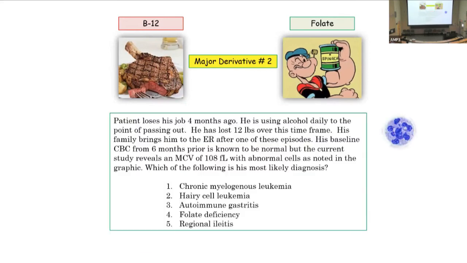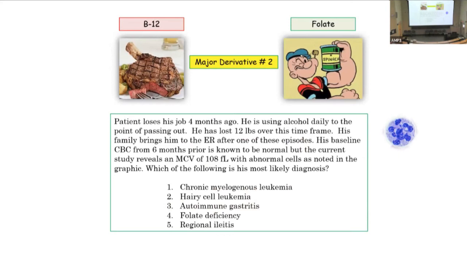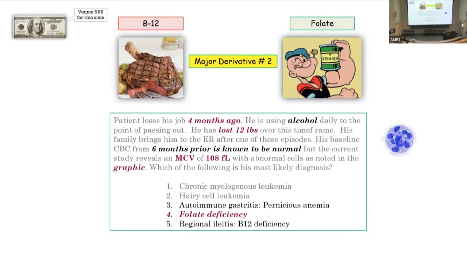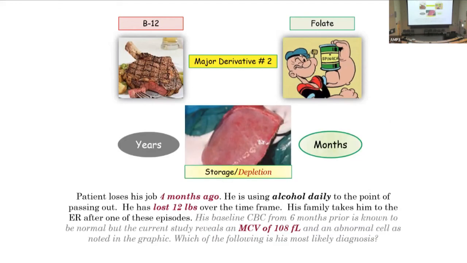There's no specific timeline on that. And that's what this question was. Loses the job 4 months ago. That was the key thing. Using alcohol, they're drinking instead of eating, lost 12 pounds. 6 months prior, the MCV was known to be normal. So really, this is a patient who became macrocytic in a period of just 6 months, and which of the following is the most likely diagnosis. This was a B12 deficiency versus folate deficiency, and the short time duration made it folate deficiency. In terms of takeaways, major derivative number 2, folate deficiency is more of a subacute issue compared to B12.